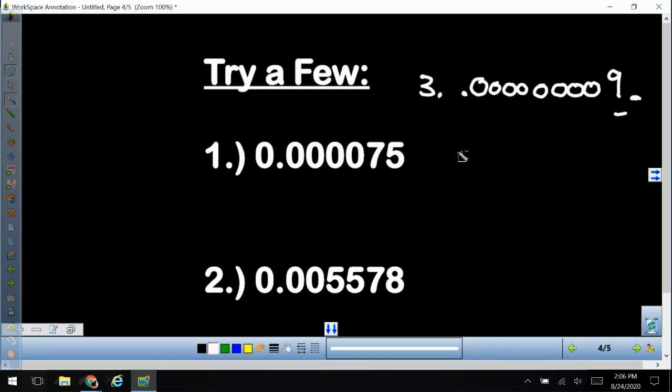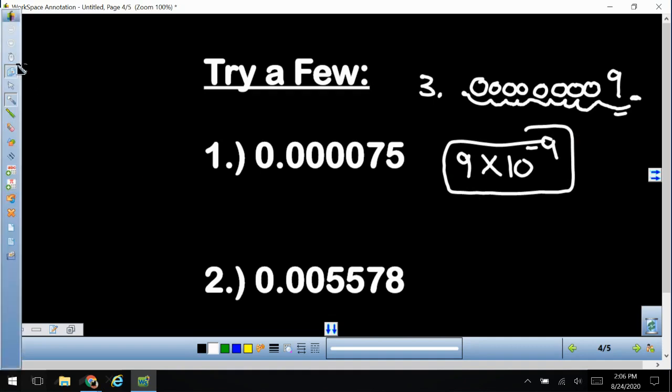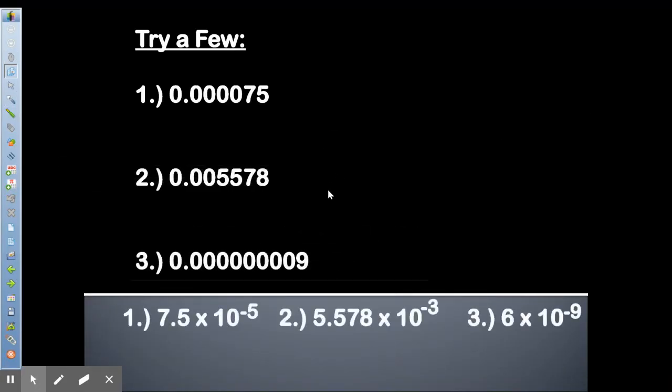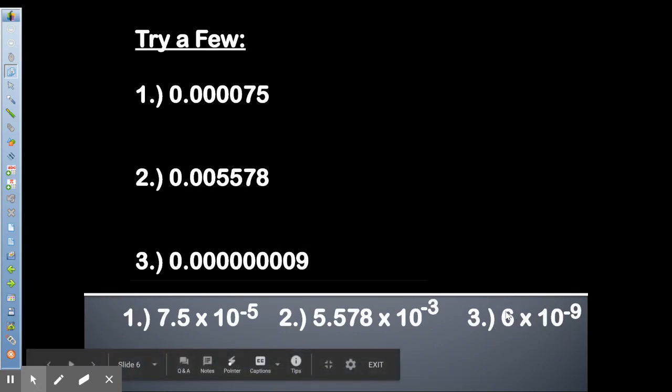I need to write my coefficient. 9 point, is there anything after it? No, so it's just 9. Always write your times 10. This is a very small number, so I know my exponent's negative. And I moved it 1, 2, 3, 4, 5, 6, 7, 8, 9 times. 9 times 10 to the negative 9th power. That is incorrect. That should be a 9.